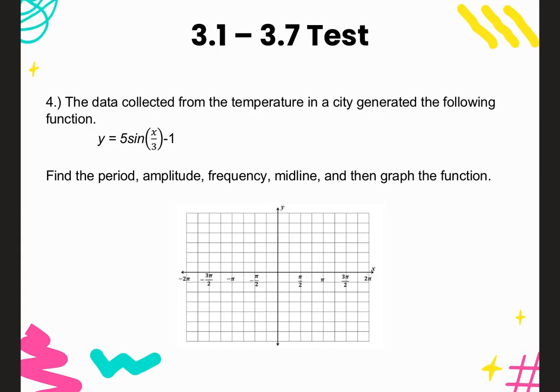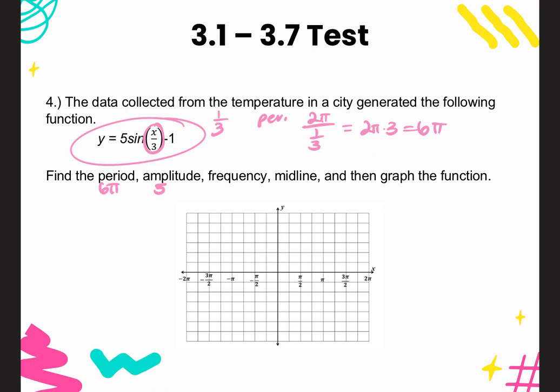And number 4 says the data collected from the temperature in a city generated the following function: y equals 5 sine x over 3 minus 1. Find the period, the amplitude, the frequency, midline, and then graph the function. So my amplitude is 5. The b here would be 1/3, so the period would be 2 pi over 1/3. 2 pi times 3, which is 6 pi.